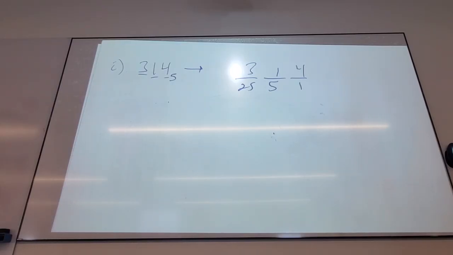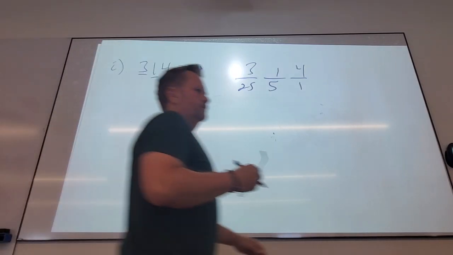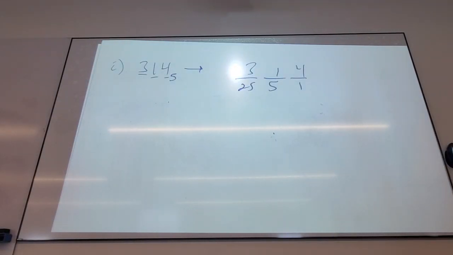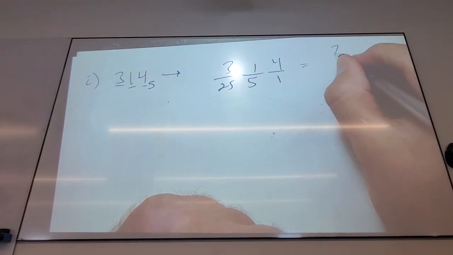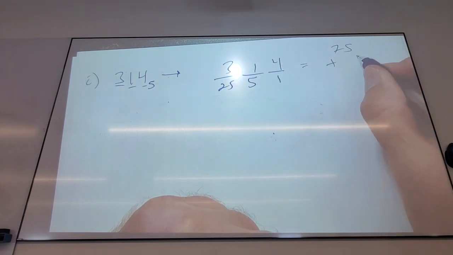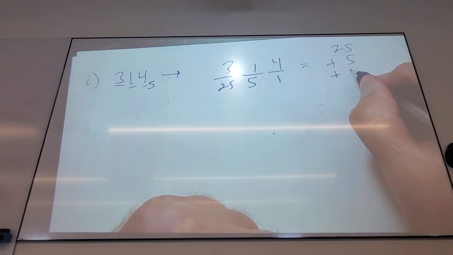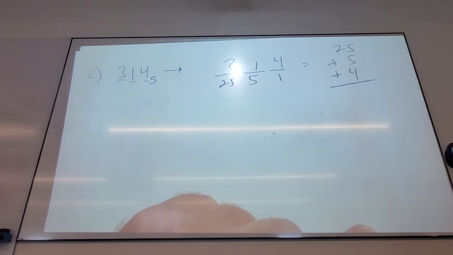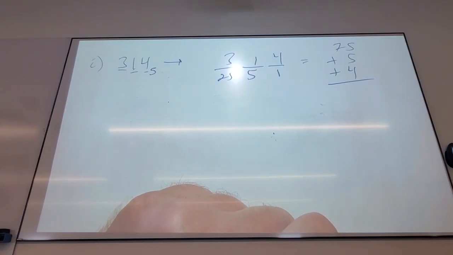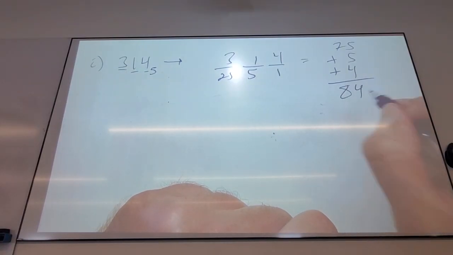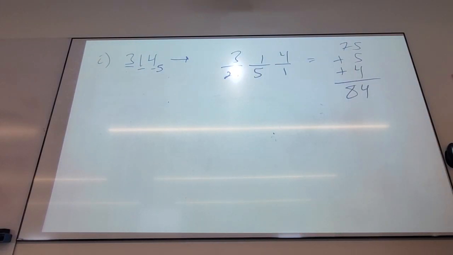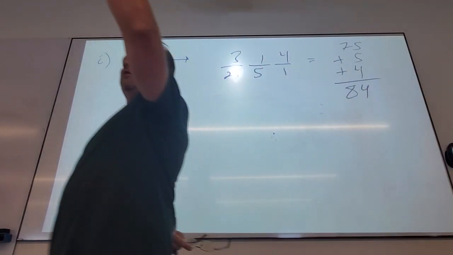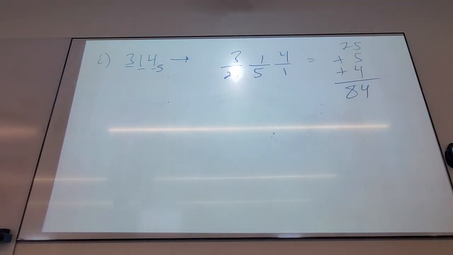How many 25s do we have? 3. And 3/4 is 75 cents, plus 1/5, plus a 4. 84. So, if for some reason we had evolved with one arm, we would have a base 5 number system more than likely. 1, 2, 3, 4, or 5, that's it.